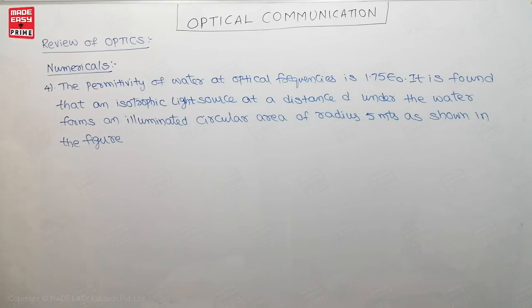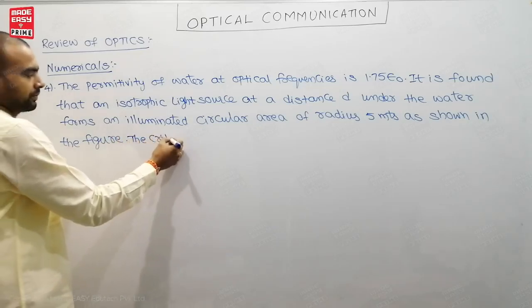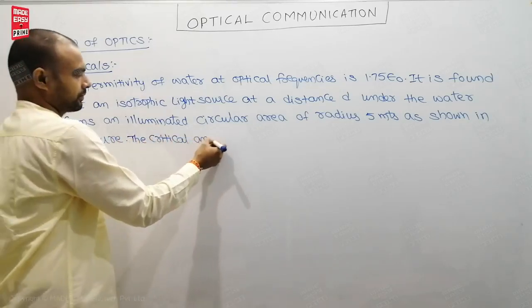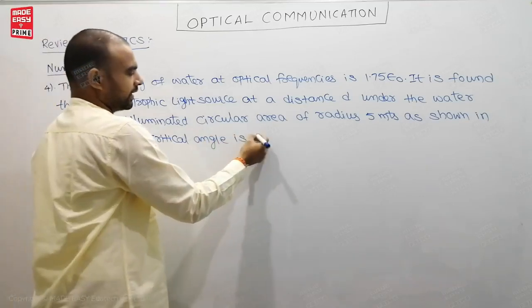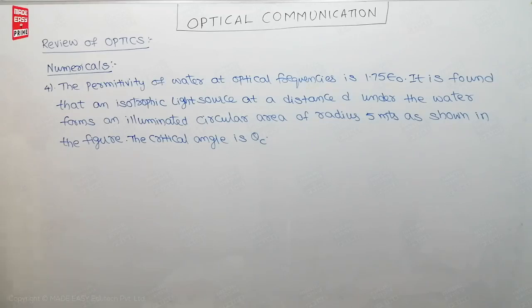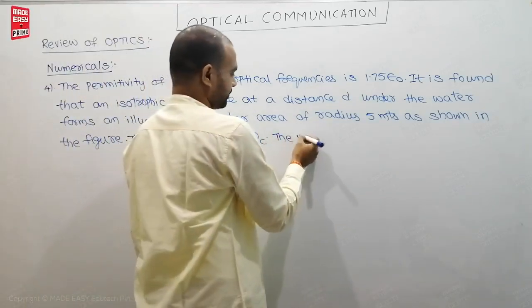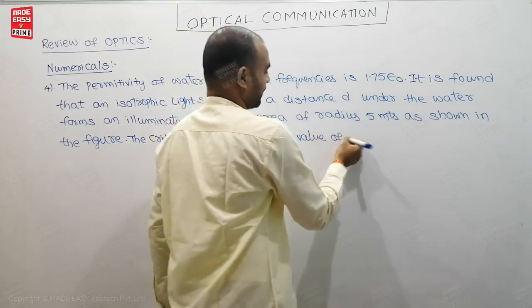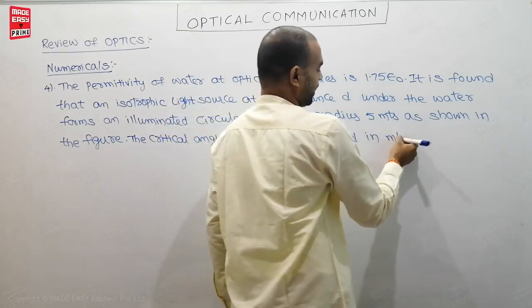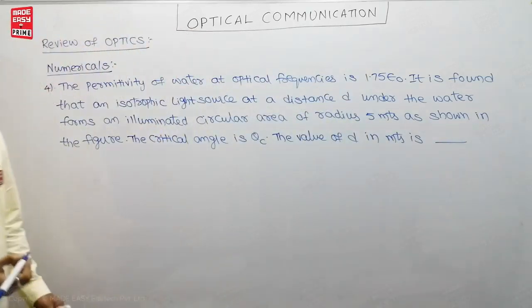The critical angle is theta c. So theta c is the critical angle. The value of d in meters is dash. This is the question.